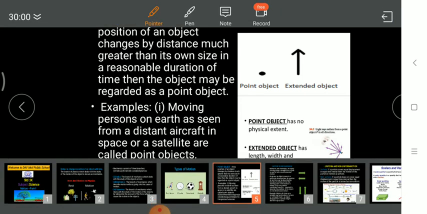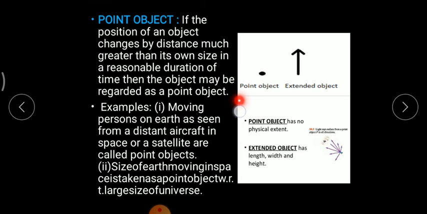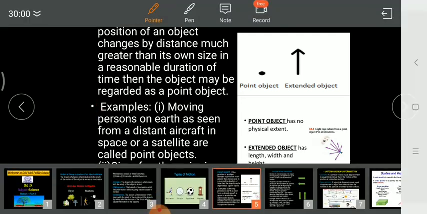The example would be, for instance, an astronomer observing the motion of a body which is on the surface of the earth. For the astronomer, that object would be considered a point object. Since the distance between the astronomer and that object is very far, the object is covering a distance much greater than its own size. For the astronomer, that object would be considered a point object.